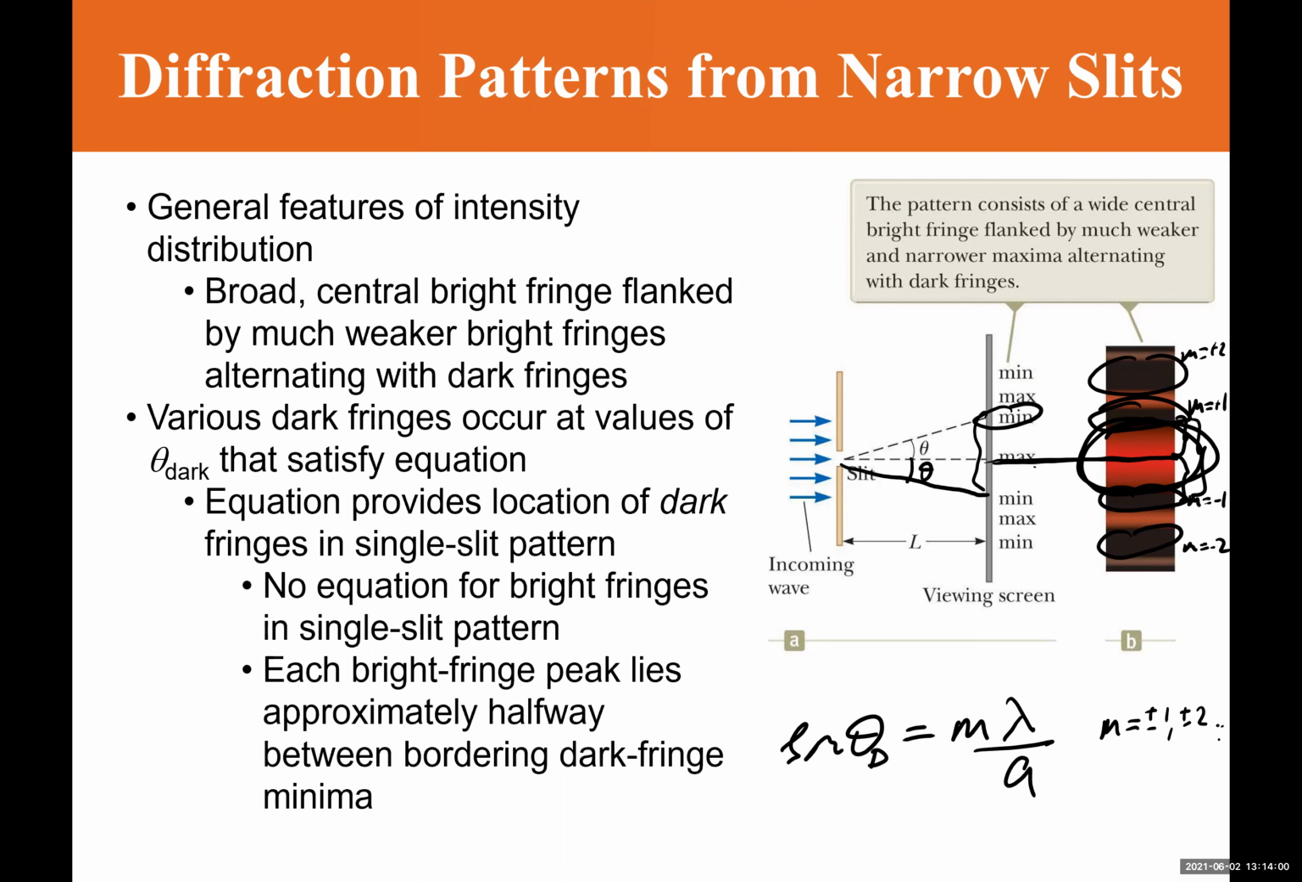Now, if theta is relatively small, let's say theta here is under 5 degrees, then this equation can be simplified to theta d, because sine of theta is approximately theta. So this will be m lambda over a. So you can write it like that. That means we can calculate that position in terms of angular position, so you can have either degrees or radians.